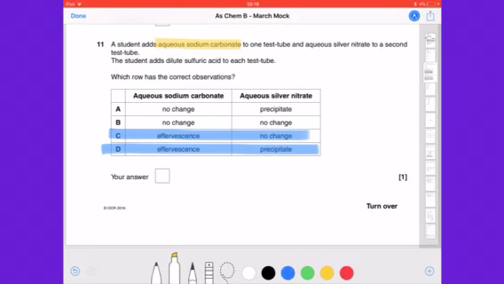Now, when you add sulfuric acid to aqueous silver nitrate, you produce silver sulfate as a precipitate. Now, because silver sulfate is a precipitate and you're going to get effervescence, the correct answer must be not C, but D.